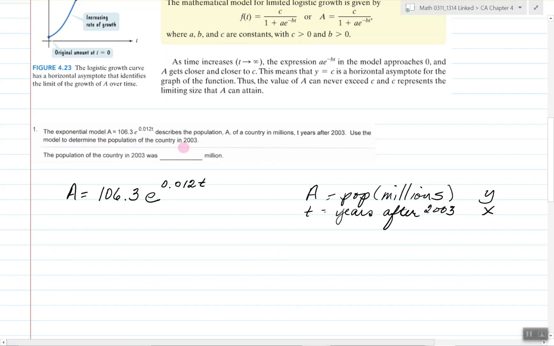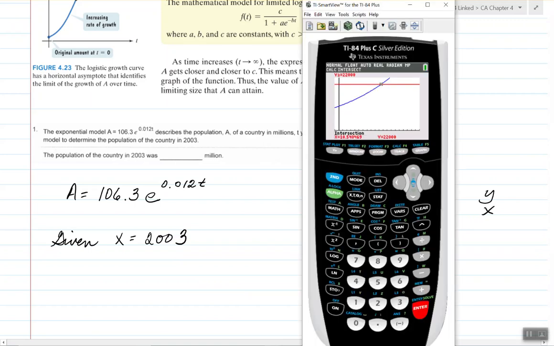Use the model to determine the population in 2003. Okay, you are given that the time, which is X, is 2003. All right, let's go to our grapher. Let's go to Y equals. Clear, and type in 106.3 second of the ln key to get e to the 0.012, changing the variable to x. I will come down and clear that out because I don't need it.